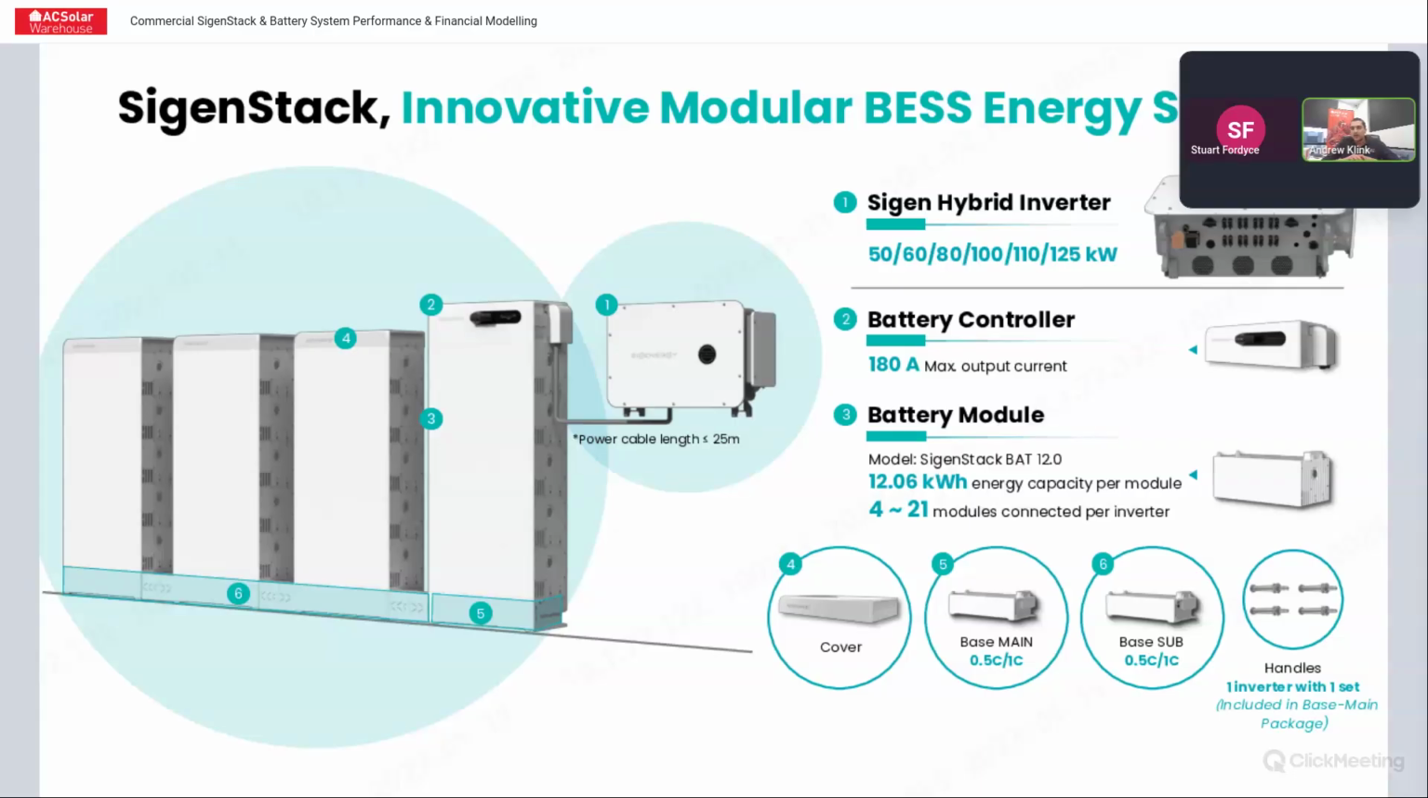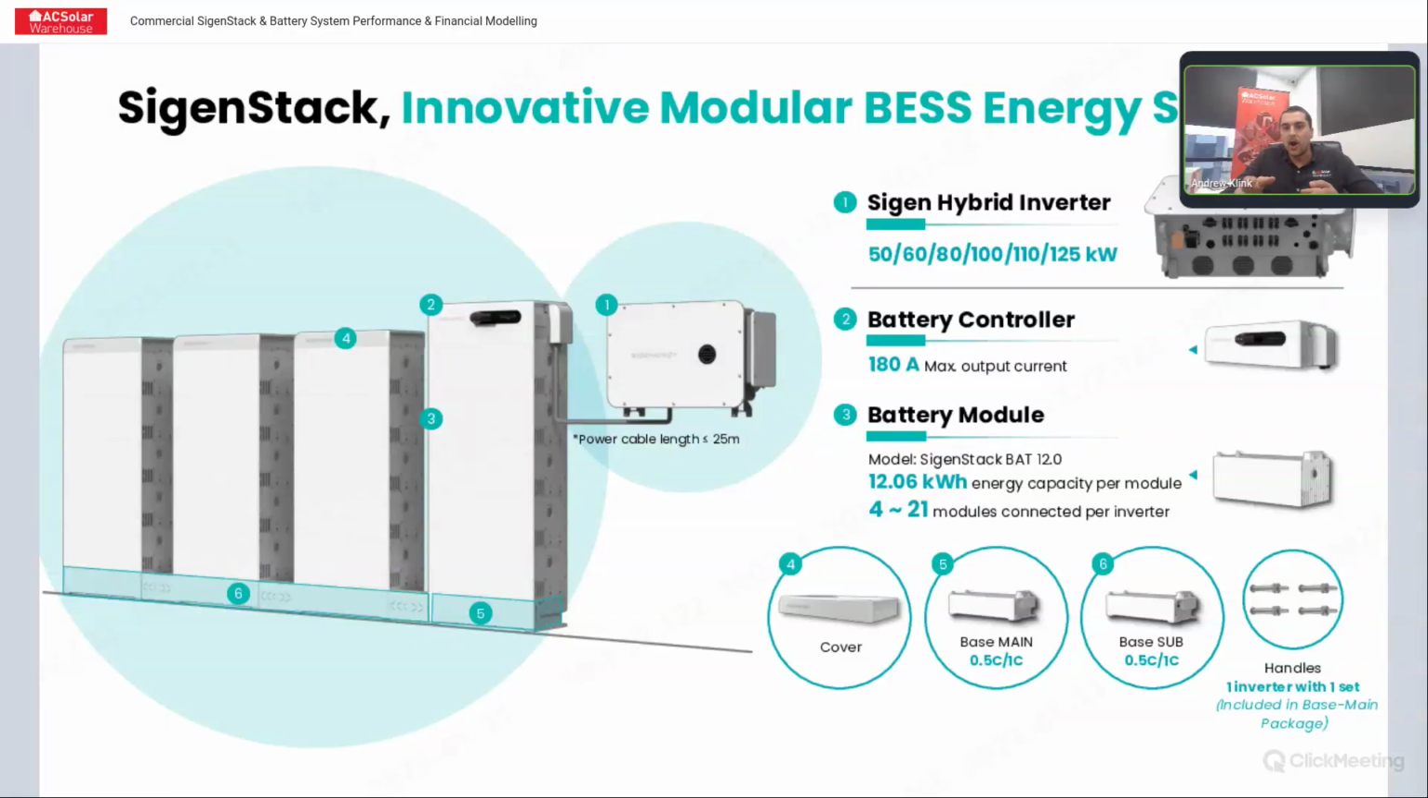So we've got a bit of a snapshot here of all of the components that make up a SigenStack system, and a bit of a breakdown as to which component is which. So number one is our Sigen hybrid inverter. In Australia, I believe we'll be getting the 50 kilowatt, the 100 kilowatt, 110 kilowatt, and 125 kilowatt. And there will be the PV inverter, the HYA inverter for grid-connected battery storage, and the HYB inverter for any backup systems or off-grid systems.